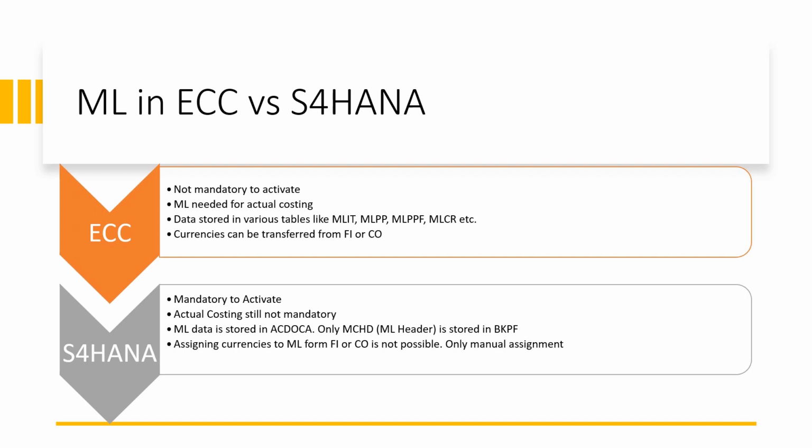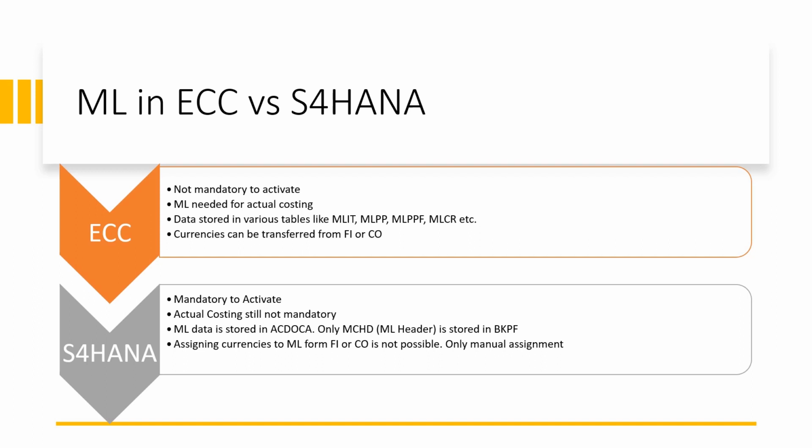And in ECC, if we want to perform actual costing, material ledger should be activated. The same in S4HANA also. Even in S4HANA, actual costing is not a mandatory component. Although actual costing requires material ledger and material ledger is activated by default, the client can always go for an option to not use actual costing.